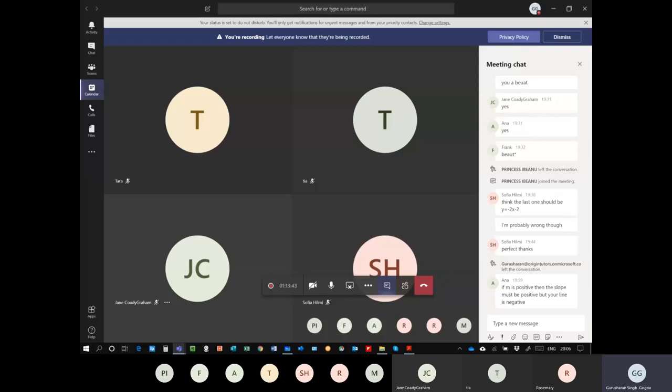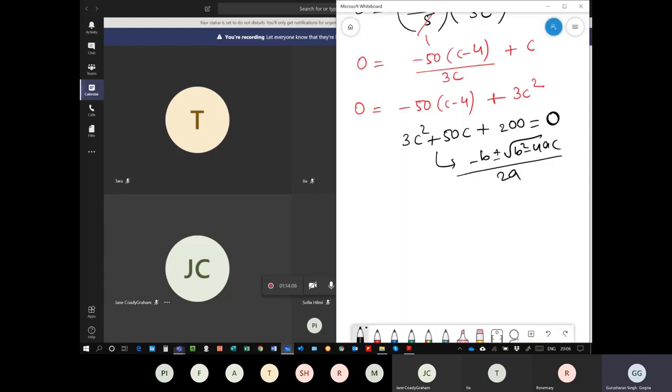Okay, I have some question here. If m is positive, then the slope must be positive, but your line is negative. So you are saying m is positive. Well, m means slope. Yes, you're correct. If the slope is positive, then the line shows the inclined graph, isn't it? That's the question. So let's go back to this one.